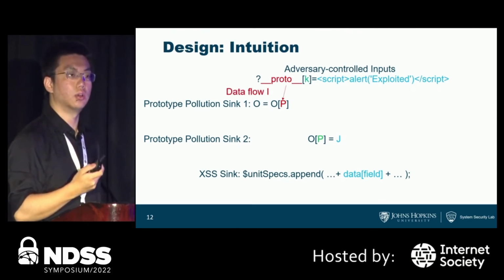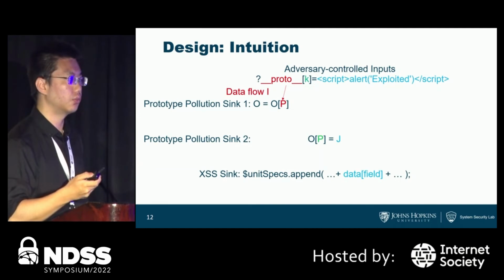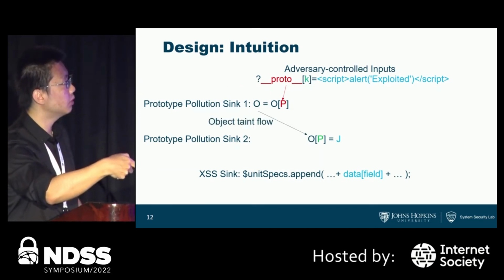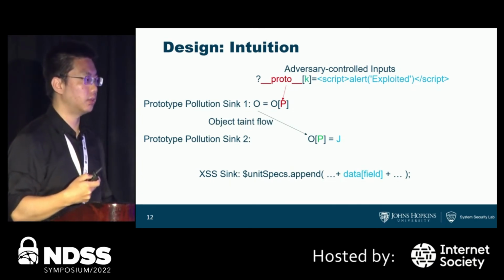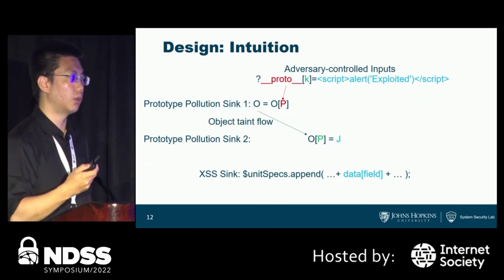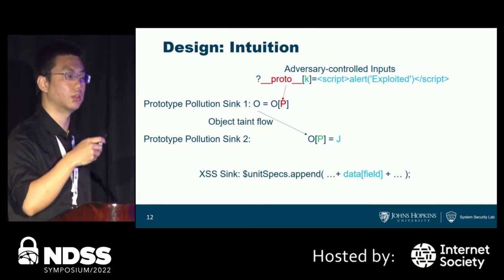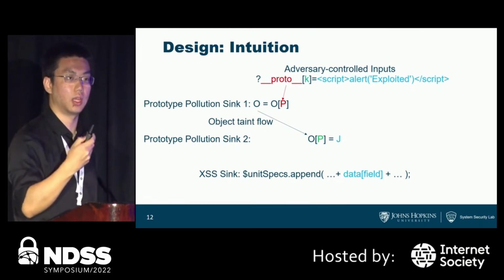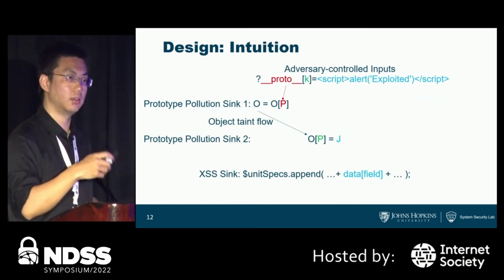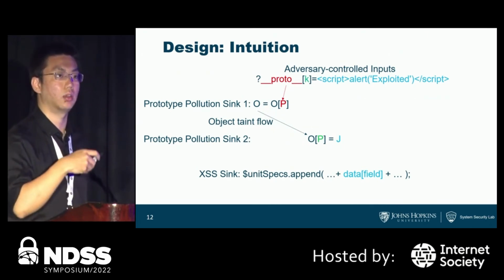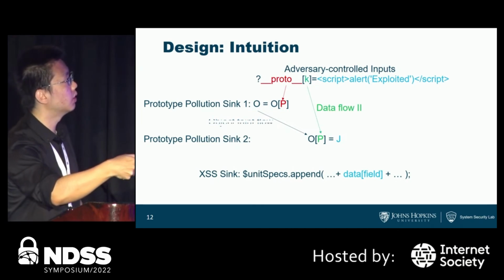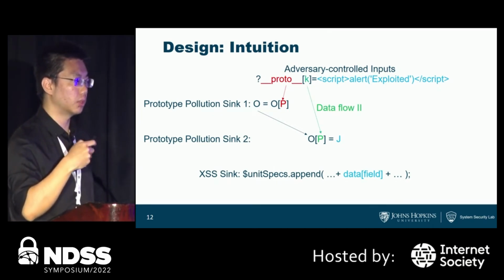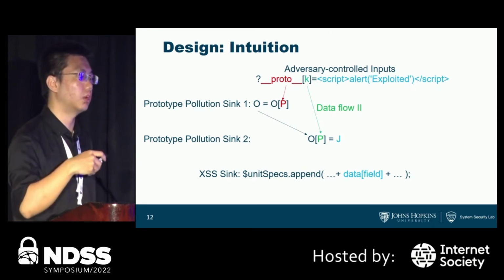Then the first data flow is the underscore portal underscore flowing into the variable P in the first sink function of prototype pollution. After that, the object taint flow is the variable O flowing from sink function 1 to sink function 2. After the variable P is set to underscore portal underscore, the variable O will point to the object.prototype in JavaScript.